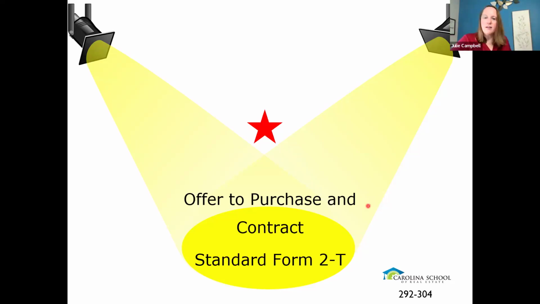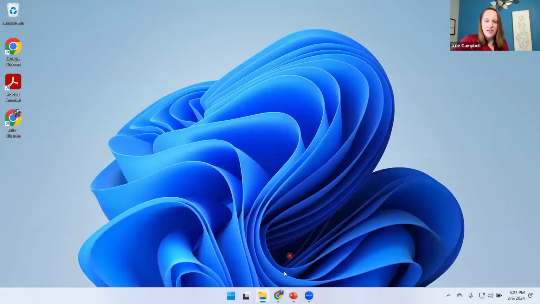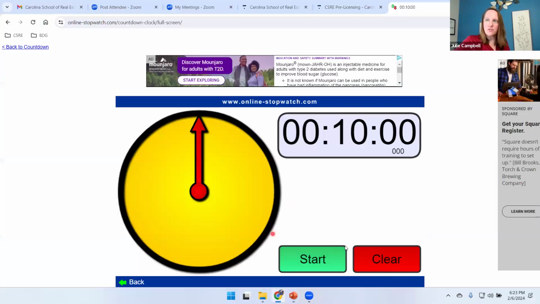So let's go ahead and take our break. And when we come back, we're jumping right into standard form 2T, offer to purchase and contract.